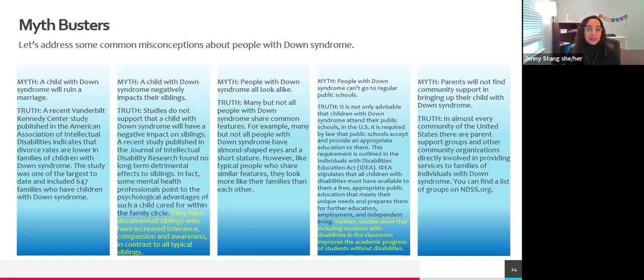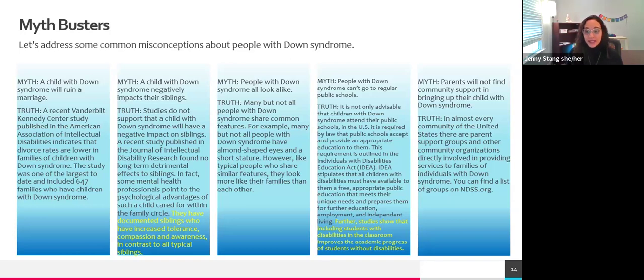Okay, so it's not a negative impact. Studies show that it's actually a positive impact. Go figure. Next, people with Down syndrome all look alike. The truth is, many but not all people with Down syndrome do share common features. For example, many but not all people with Down syndrome have almond-shaped eyes and a short stature. However, just like typical people who share similar features, they look more like their families than they look like each other.